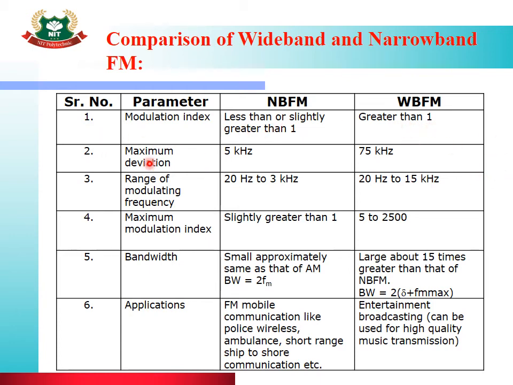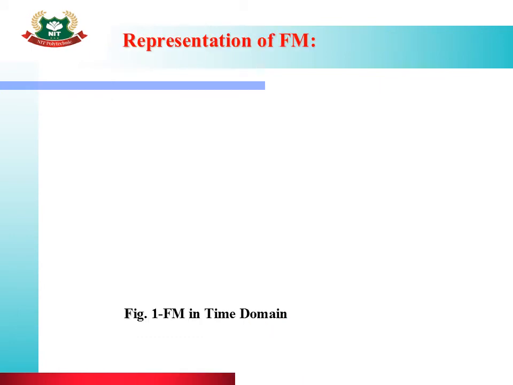Here the maximum deviation for the narrow band frequency modulation is 5 kilohertz, while for the wide band frequency modulation it is up to 75 kilohertz. What is the range of modulating frequency? For the narrow band frequency modulation it is from 20 hertz to 3 kilohertz, while for the wide band frequency modulation it is the highest level, from 20 hertz to 15 kilohertz. Like this, there are different parameters. You have to go through these different parameters, and this question will be asked in the examination for a total of 4 marks.